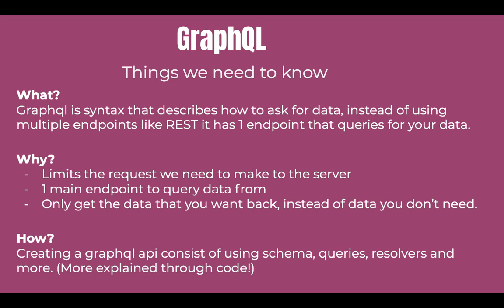slash schools. Now that's two endpoints that you would have to request data from when the students and the schools are related to each other, but you still have to make two separate requests to get the data back from the student, right? So that's how REST works.